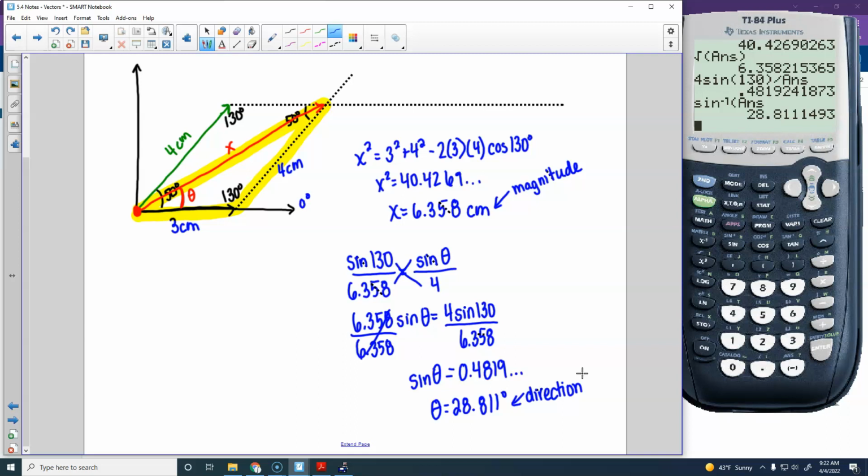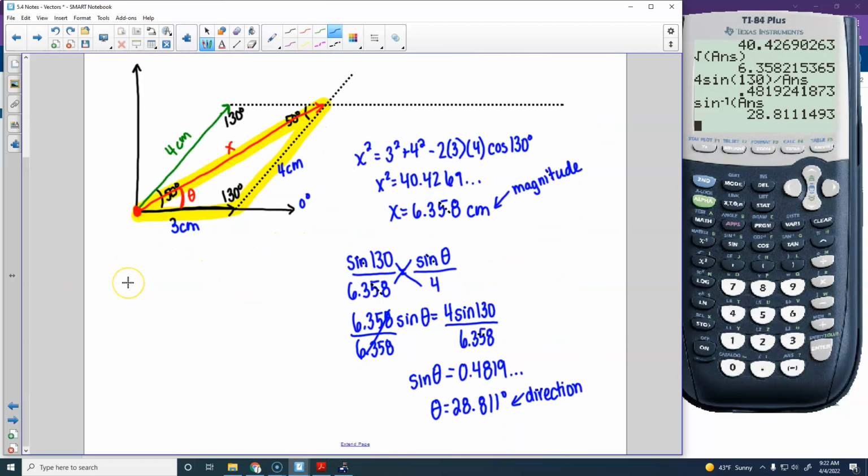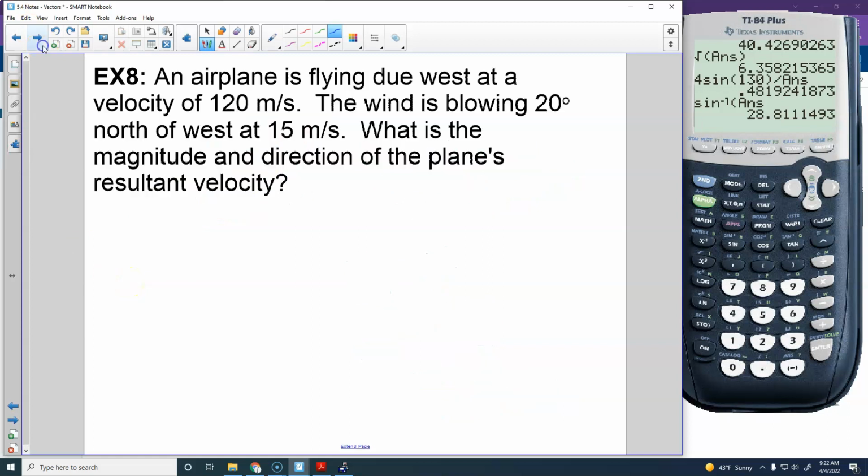Now, most of the problems that you'll see whenever we get to test time are probably only going to ask you for one of those because it'll be online, so you only type in one number. So make sure you know magnitude is your length. It's represented by the length of your side. And direction should always have something to do with an angle. Okay, questions on that? All right, let's do one more.